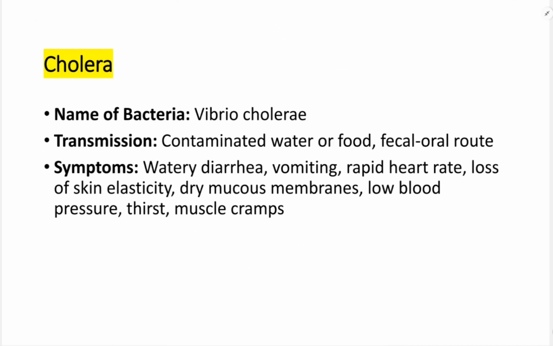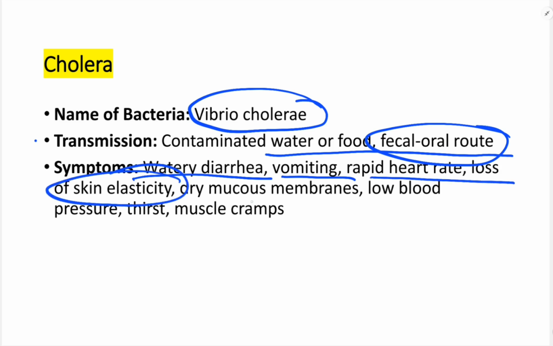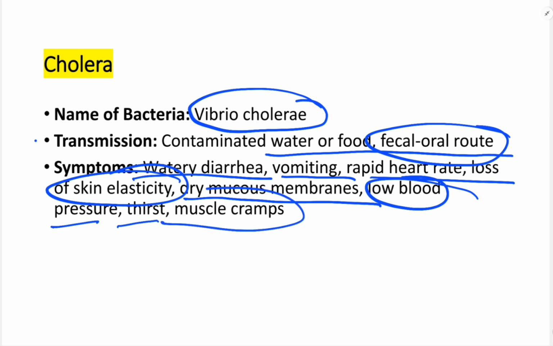Next one, cholera. It is caused by Vibrio cholerae. It transmits through contaminated water or food, or the fecal-oral route. And the symptoms of cholera are watery diarrhea, vomiting, rapid heart rate, loss of skin elasticity, dry mucous membrane, low blood pressure, thirst and muscle cramps.